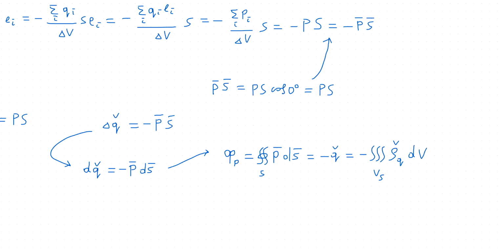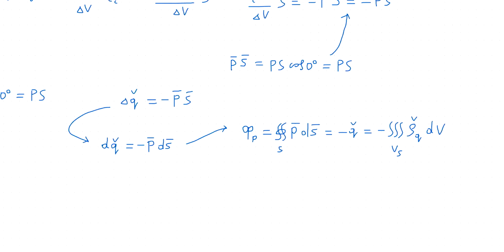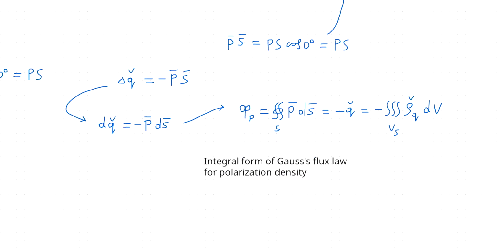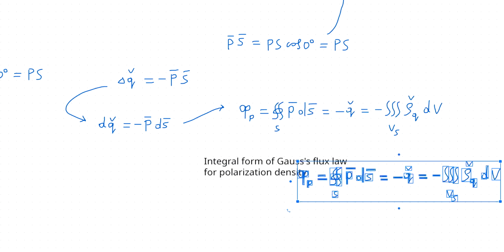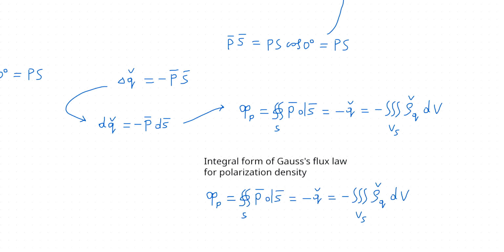So we have obtained the integral form. This is the integral form of the Gauss flux law for polarization density.